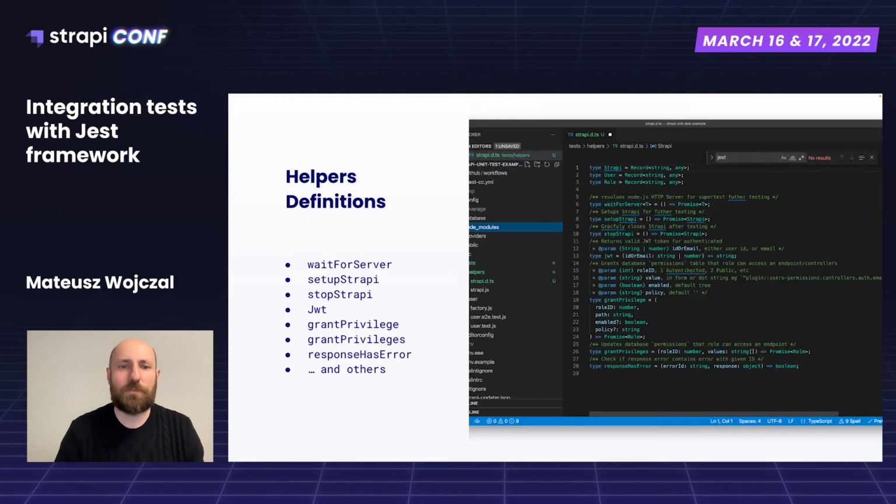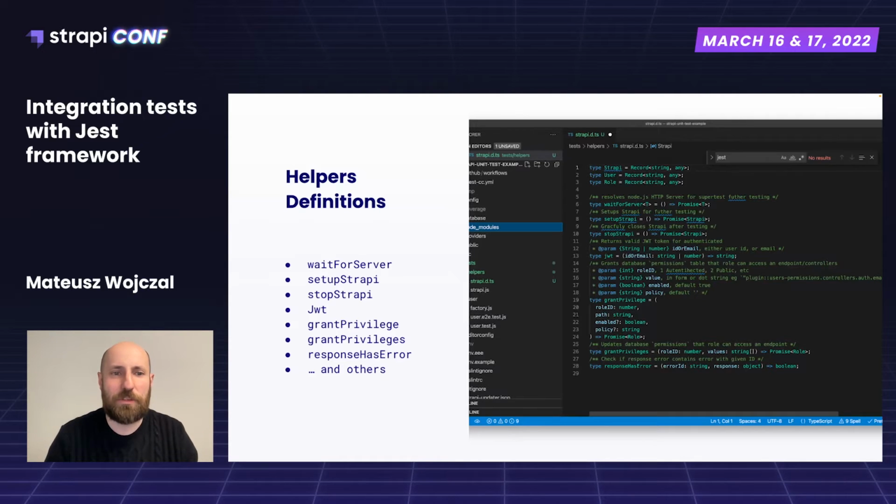Here are the definitions of those helpers I wrote in TypeScript. They basically show what they are doing. Most of them are just returning promises that can be resolved by using await. So wait for the server, it's self-explanatory what it does. Set up Strapi and stop Strapi. Those are essentials. You need to set up Strapi to run the tests in your Strapi environment, and you should stop Strapi after those tests.